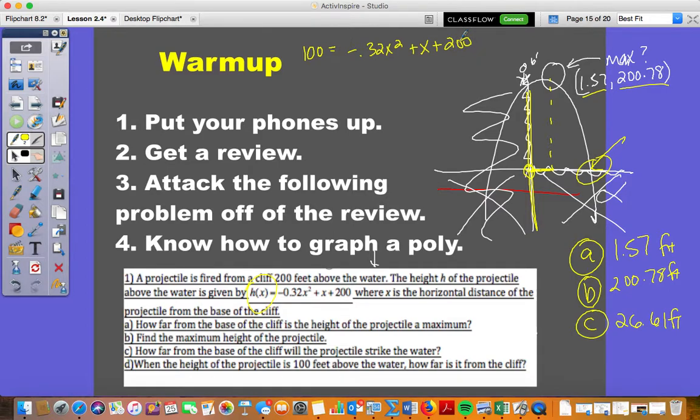How do I get it equal to 0? Subtract 200. Well, you could, to get it to the right side. We want everything on one side. So we could subtract 100 here. And then we get negative 0.32x squared plus x plus 100. And so once we set this equal to 0, we'll then solve for the new x-intercept or the new 0 that's there. Does that make sense?